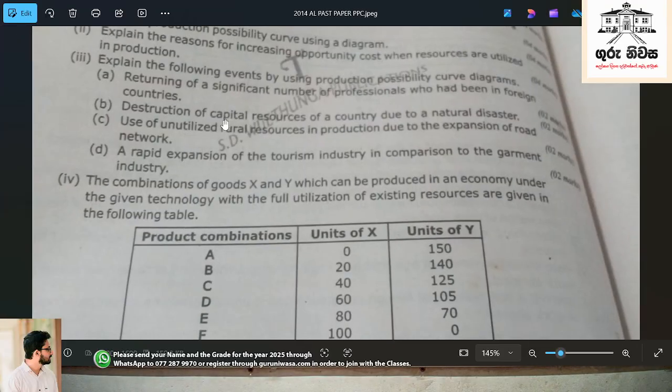Can you see the screen? Explain the following events by using production possibility diagrams. First one: the returning of a significant number of professionals who had been in foreign countries.